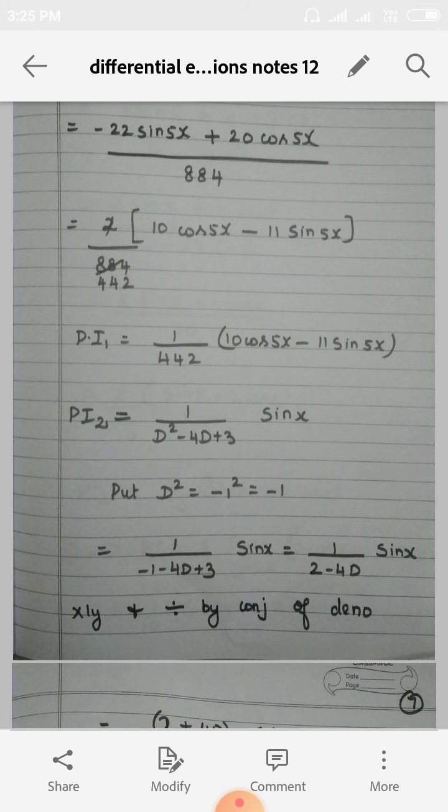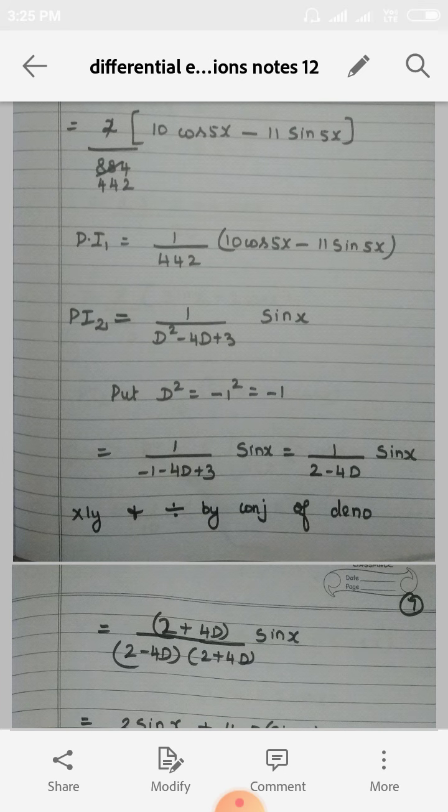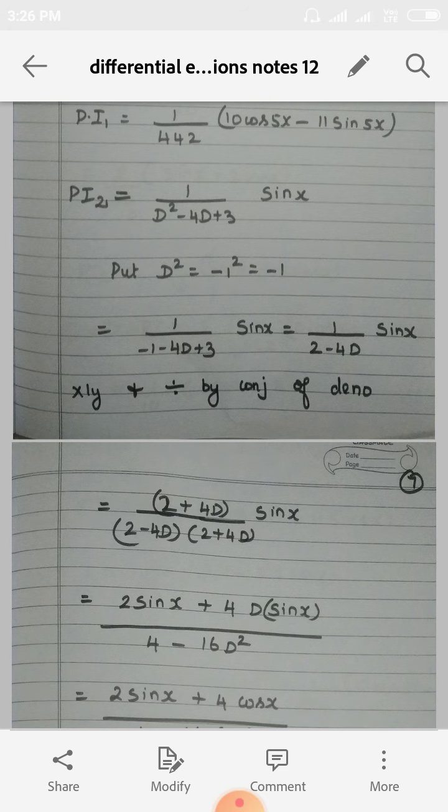Similarly, find the second particular integral, 1 by D square minus 4D plus 3 into sin x. So in the place of a we have 1. So you have to substitute D square is equal to minus 1 square, that is nothing but minus 1. So when we substitute, we get 1 by 2 minus 4D into sin x. Then what is the conjugate of the denominator? 2 plus 4D. So multiply and divide by the conjugate of the denominator. We get 2 plus 4D divided by 2 minus 4D into 2 plus 4D into sin x.